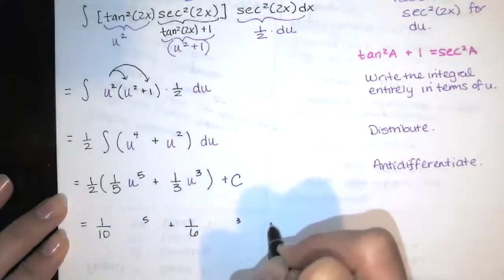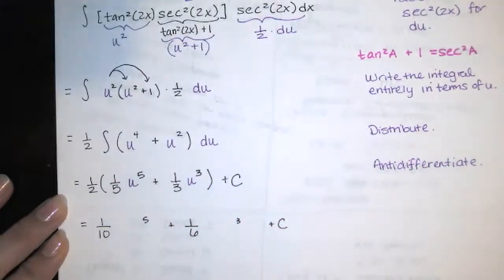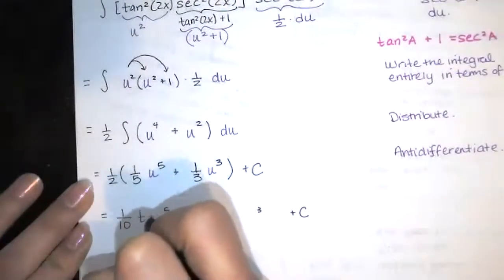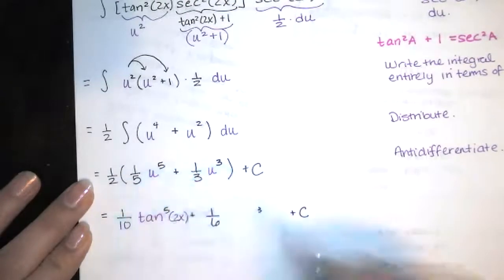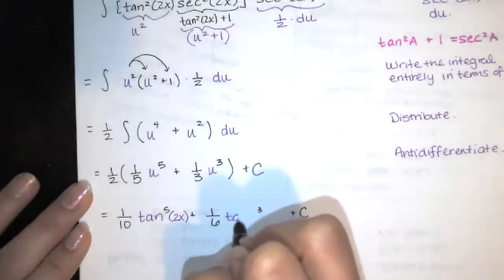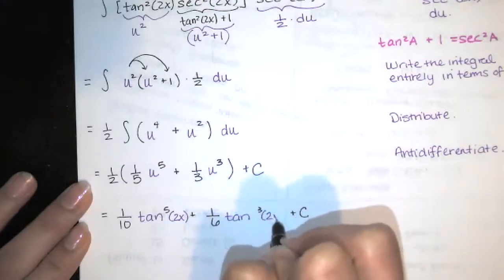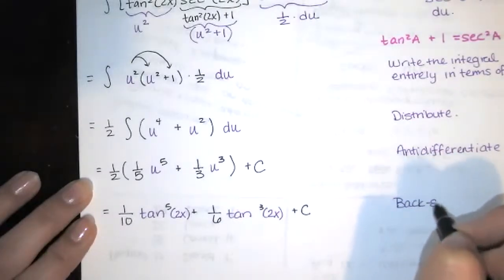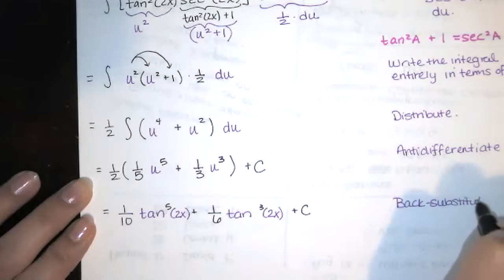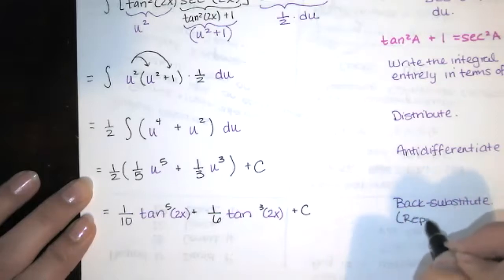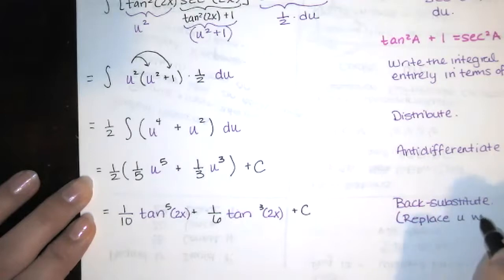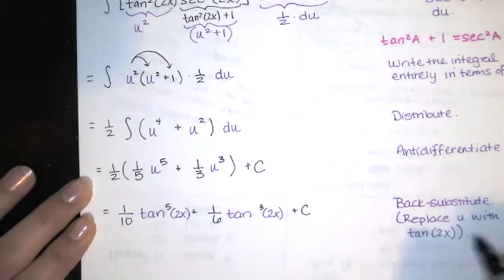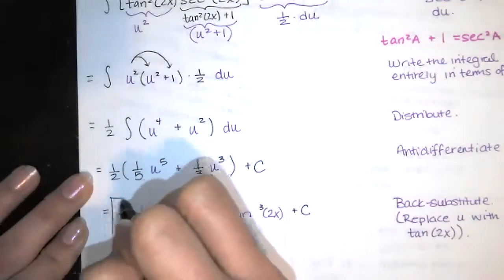I'm just leaving space for those trig functions. Remember what u was. That was tangent of 2x. So I've got tangent of 2x raised to the 5th, or tangent to the 5th of 2x. And then tangent of 2x quantity cubed, so that's tangent cubed of 2x plus c. So we're just back substituting, which is the same as just replacing u with whatever it was in terms of x. In this case, it happened to be tangent of 2x. And that's our answer.